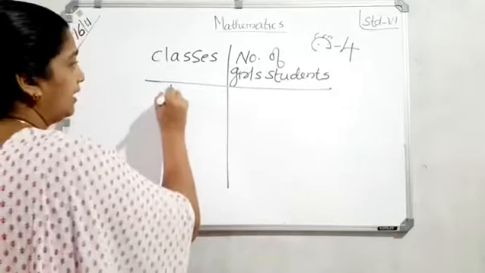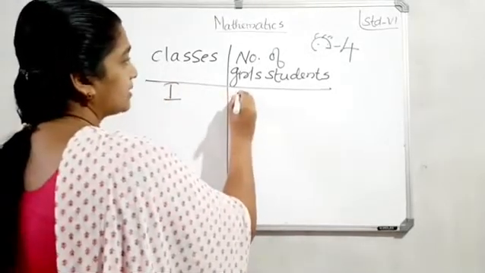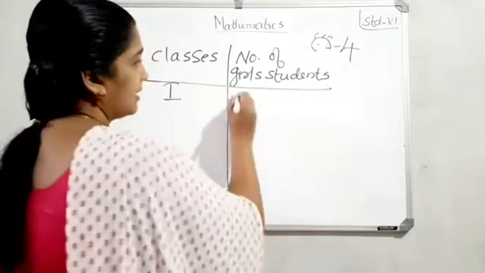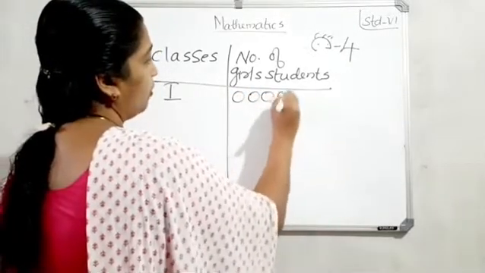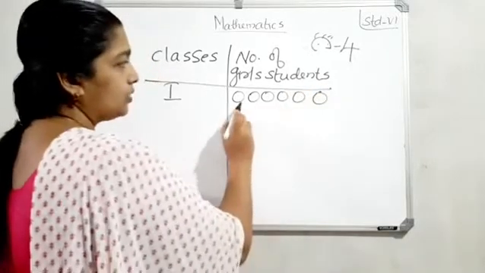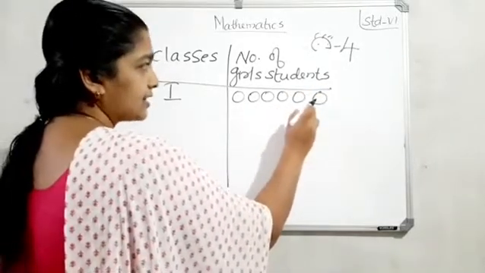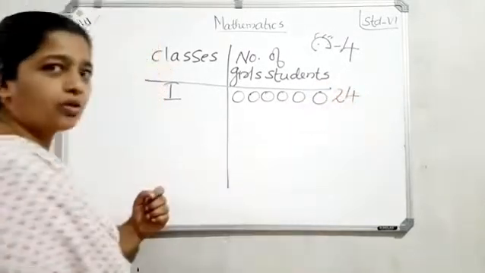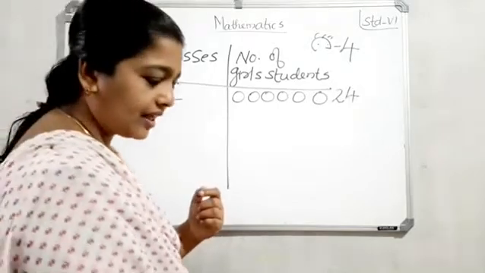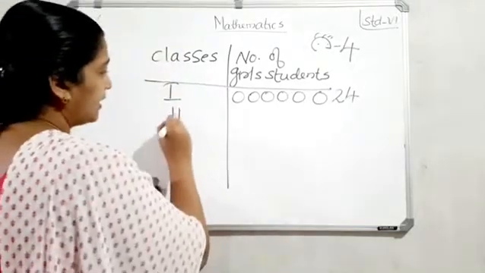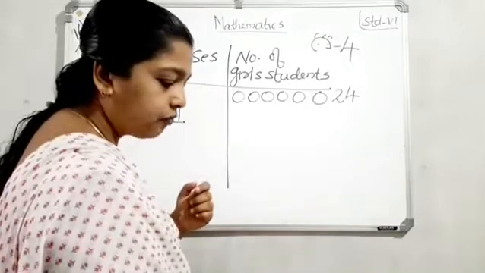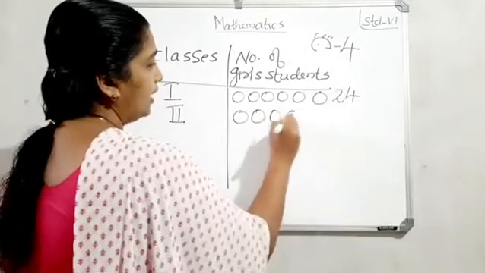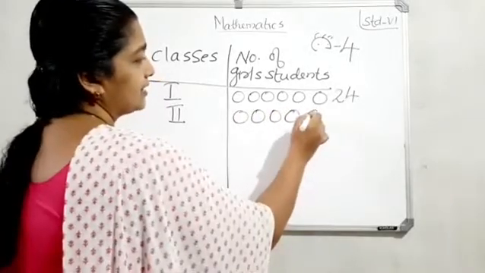Yes, 6 heads. So one head represents 4. So first standard, one head represents 4. So how many are there? Yes, 6. 1, 2, 3, 4, 5, 6. So you want to count 1, 2, 3, 4, 5, 6. That into 4 equals how many? 6 into 4, 24 students are there. Yes. Second one. Then second standard. Next is how many pictures? 4 full and 1 half. Isn't it? Yes. Wait.